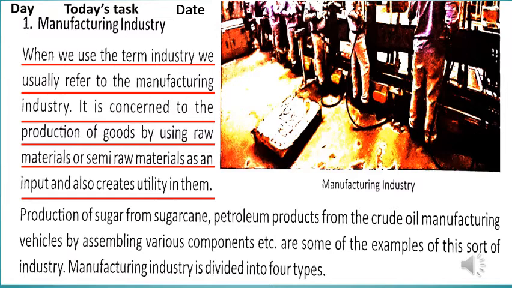The first type is manufacturing industry. When we use the term industry, we usually refer to the manufacturing industries. It is concerned with the production of goods by using raw materials or semi-raw materials as an input and also creates utility in them. Please underline this line.